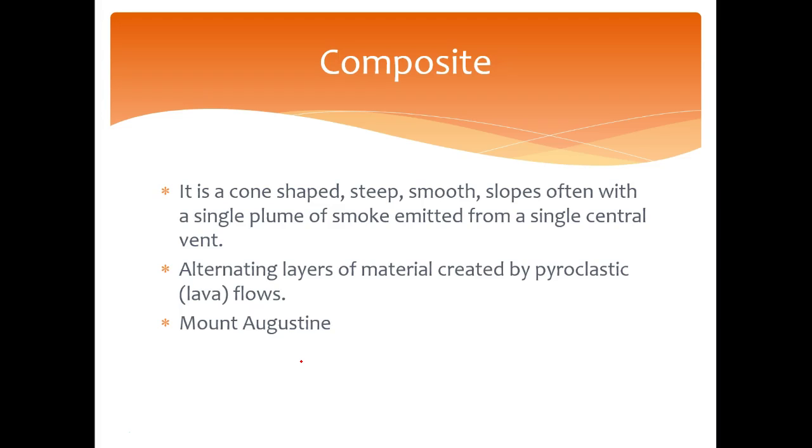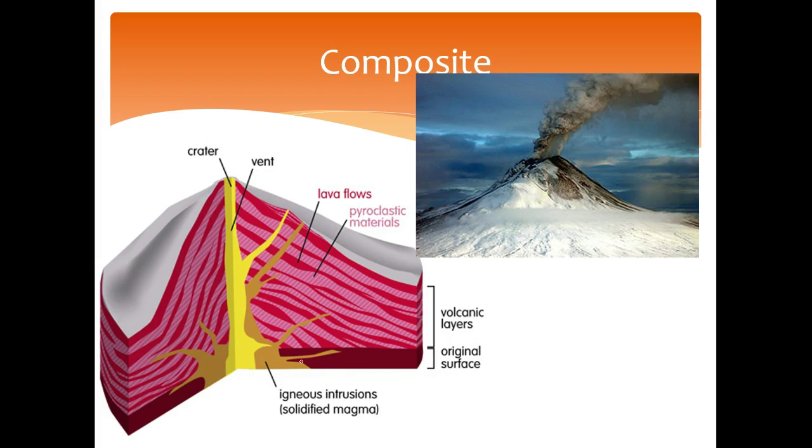So composite volcanoes is your classic type of volcano. Whenever you think of volcano, you think of this shape. So it's a cone shape, steep, smooth, and it usually has just a single plume of smoke emitted from a vent. And it has alternating layers of pyroclastic material and lava flows. Mount Augustine is what is in this picture here.